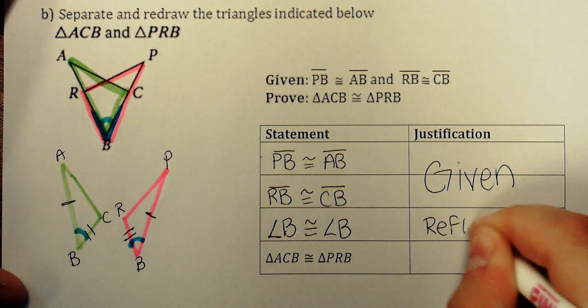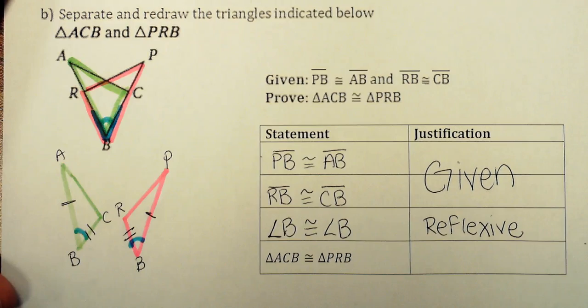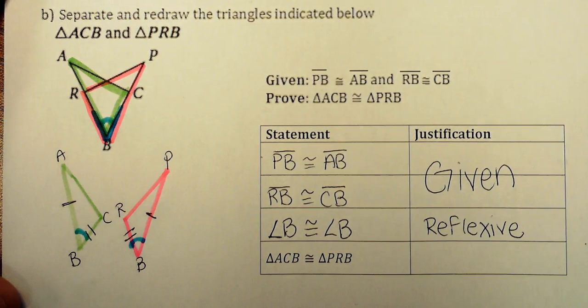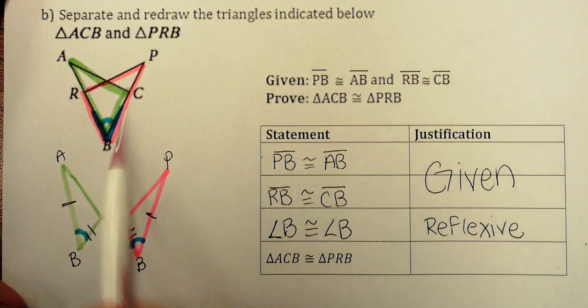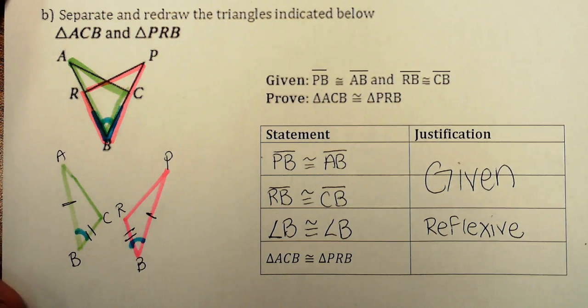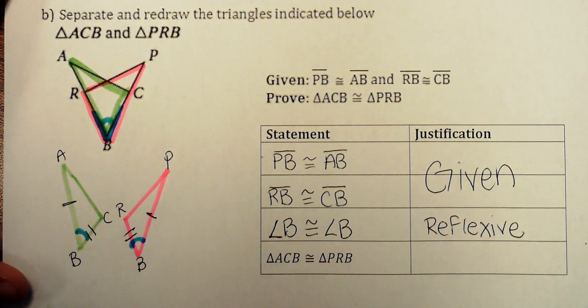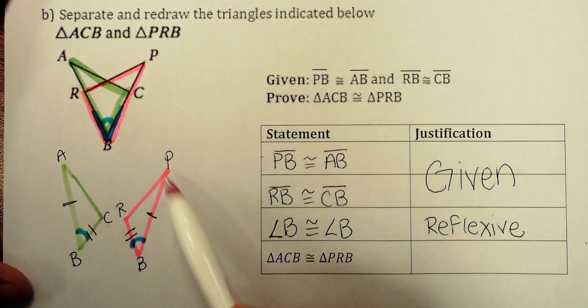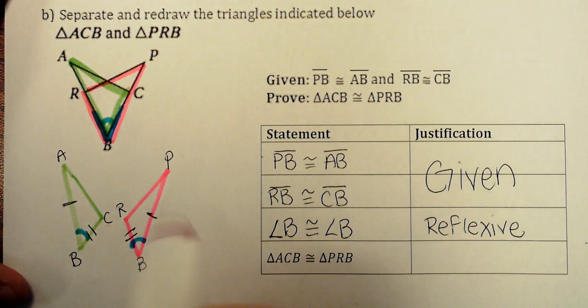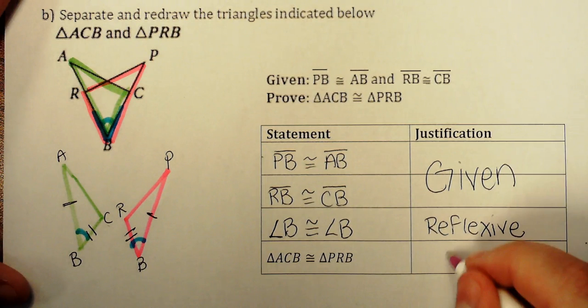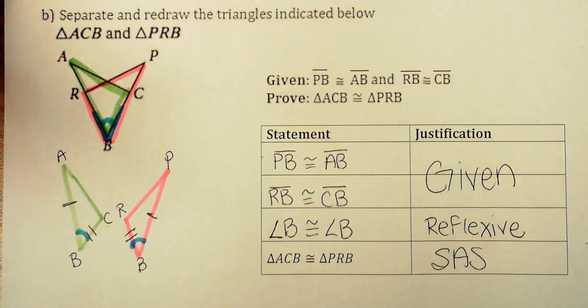These have always been segments in our previous proofs, but for overlapping triangles, there's a possibility you can have a shared angle, which is what we have here. So angle B in both of those triangles, it has to be equal to itself. And then if you look at your triangle congruent statement here, it says ACB and PRB, those are corresponding. All you got to do is check what you have. We have a side, we have an angle, and we have a side. So that's going to be my justification for why those two triangles are congruent.